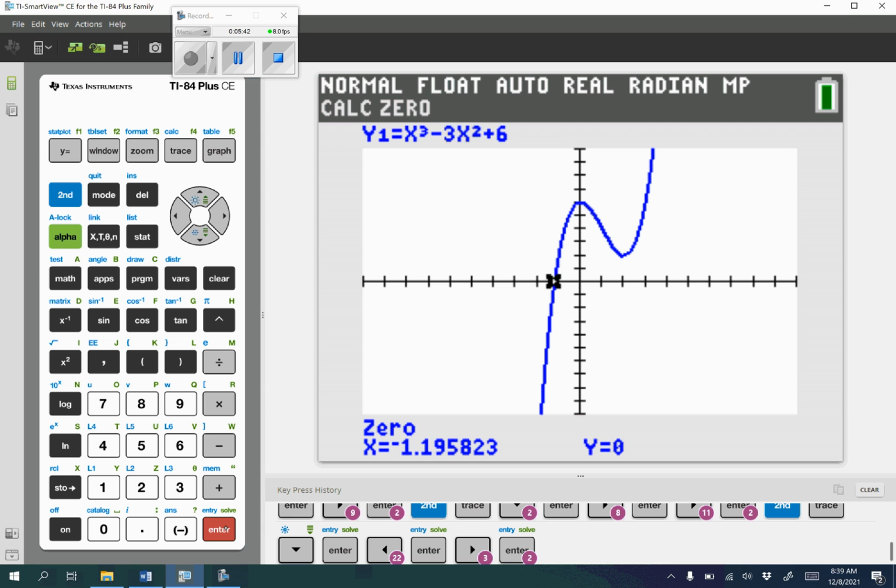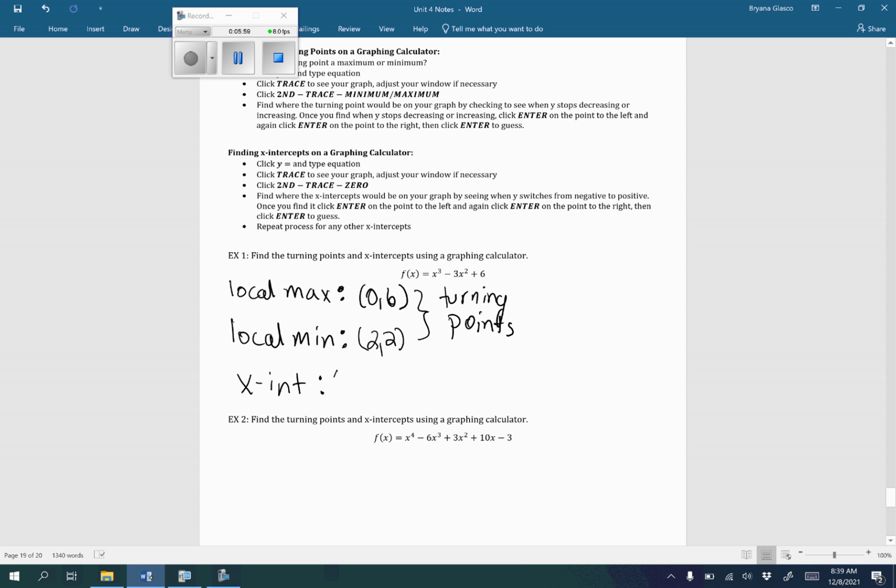And then press enter. Okay, so it looks like we're at, and we'll round to, let's just do maybe 3 decimal places. 2 usually suffices, but we'll just do 3. So we have negative 1.196, and then our y should be 0. And there are our turning points and x-intercepts. Okay, what I would like you guys to do is go ahead and pause the video and try example 2, finding all the turning points and x-intercepts.